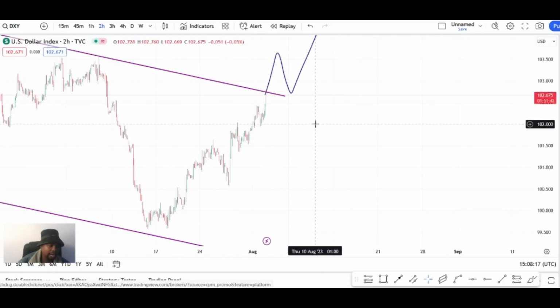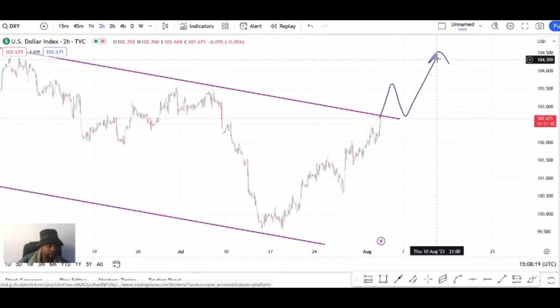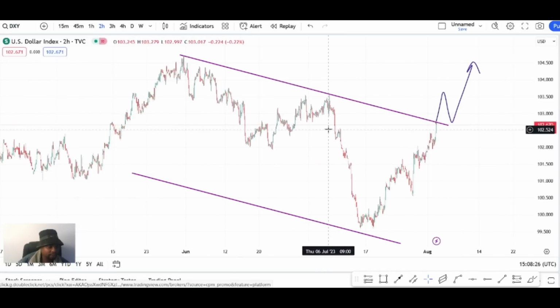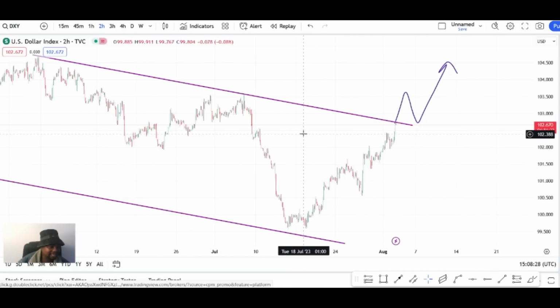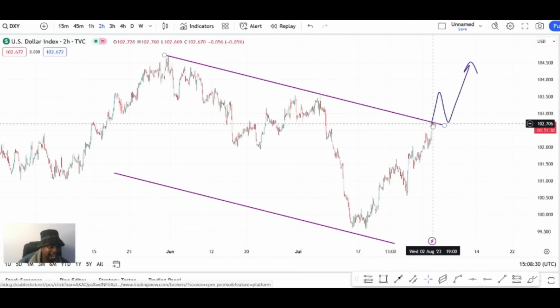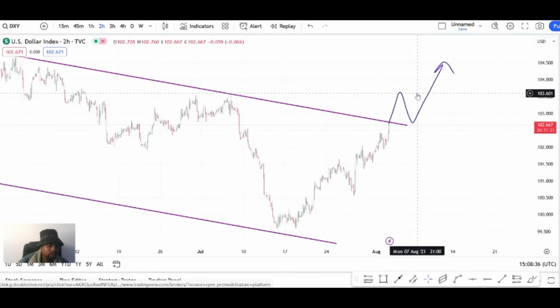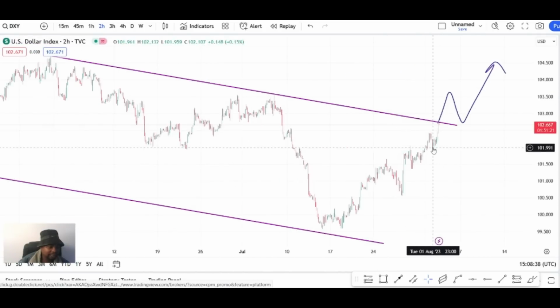For example, where the USD is a base currency, I'll be looking for buys. Where the USD is the quote, I'll be looking for sells. So basically that is what I'm looking for at the moment. As the thing stands, it's highly possible that we might break above this and come back to test and then experience the movement to the upside.